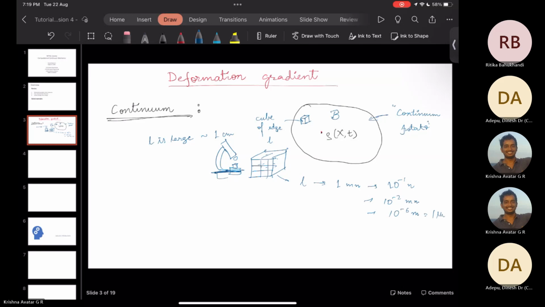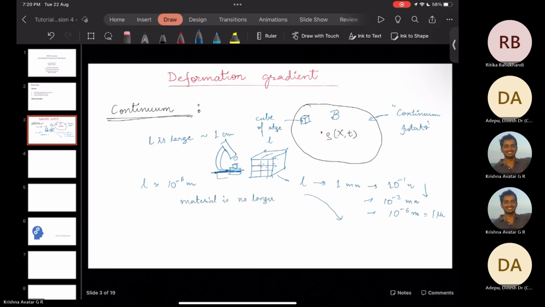After this point, after even 1 mm or 1 by 10 mm, the material is no longer continuously distributed. You will start finding pores in the medium. So when L is of the order of 1 micrometer, or let me write it as 10 power minus 6 meter, then the material is no longer continuous.